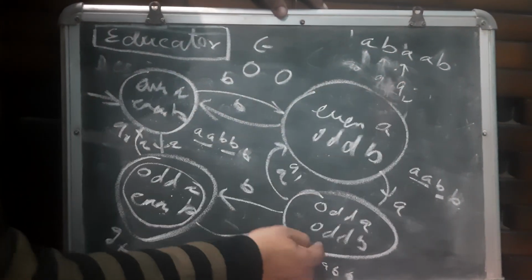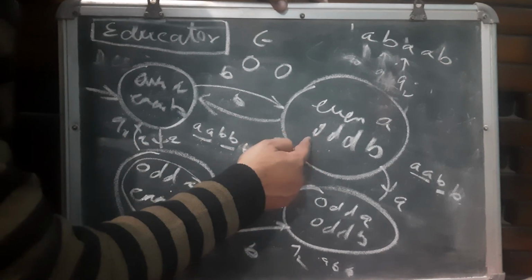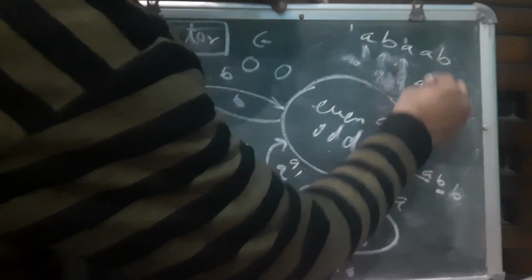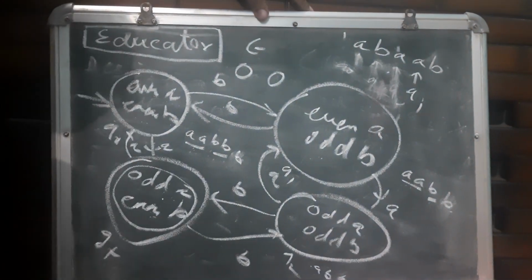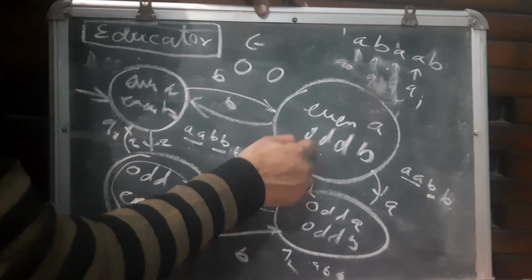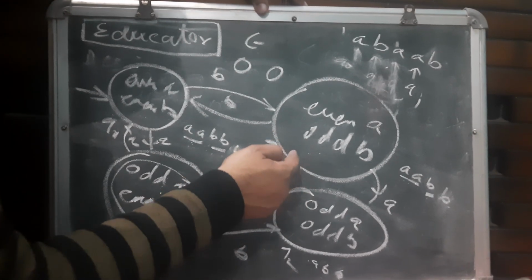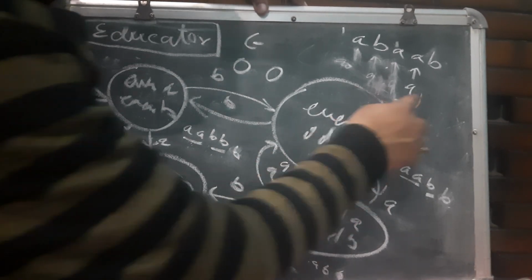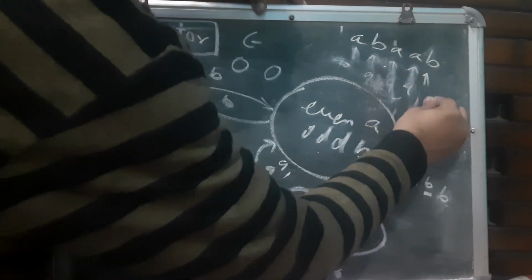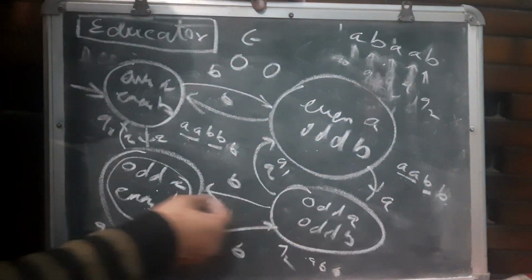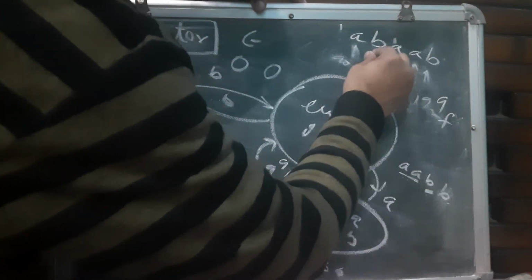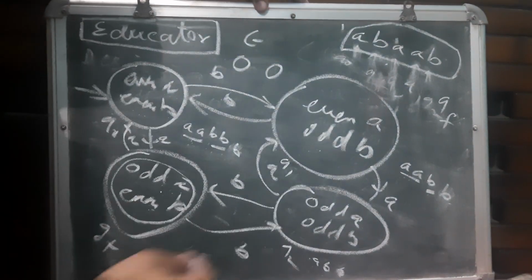Now Q2, on encountering A, goes to the state even A, odd B, which is state Q1. So on processing A, it goes to state Q1. Now from Q1, which is even A, odd B, on receiving A, we go to the state odd A, odd B, which is state Q2. Now on state Q2, on processing B, we go to the state odd A, even B, which is the QF state. So we have reached the QF state after processing the entire string, which is the final state. So we have accepted this string.